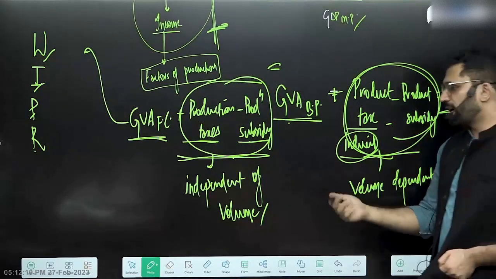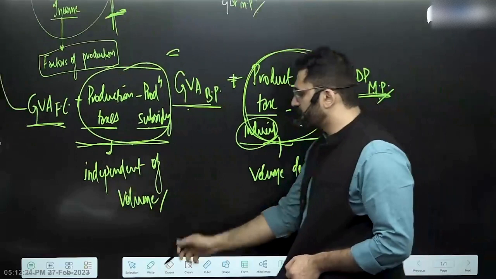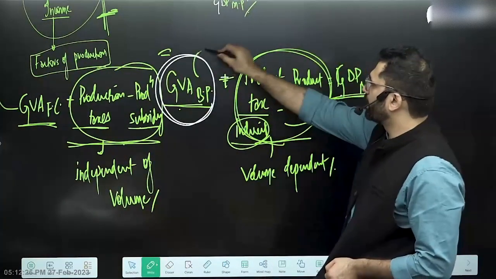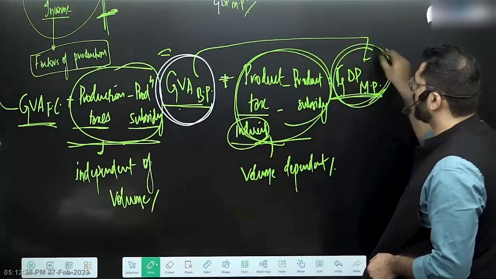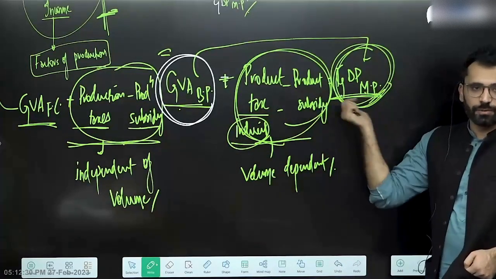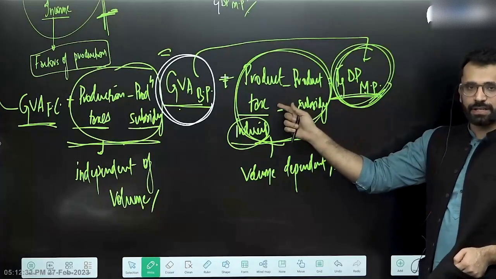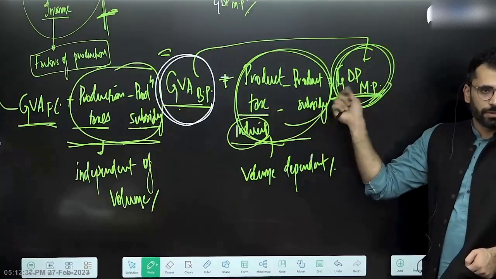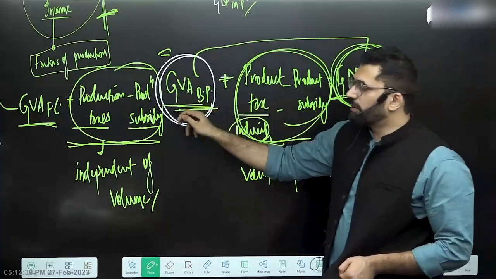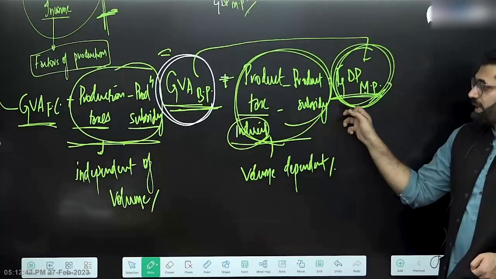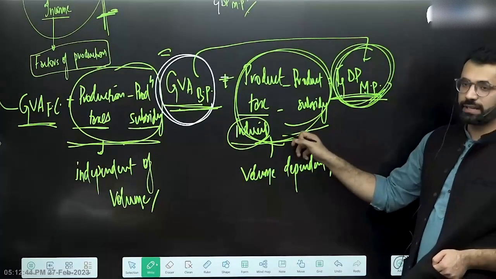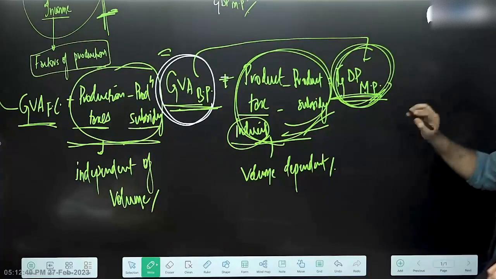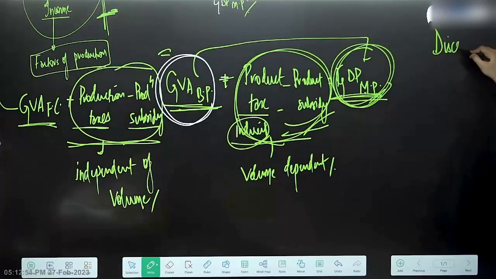Now what the article says is that there is a gap between the gross value added at basic price and the GDP at market price. What will decide the gap between the two? The net product taxes which the government is receiving and the net product subsidy that is being given. So the gap between the gross value added at basic price and the GDP at market price is your product tax and product subsidy.